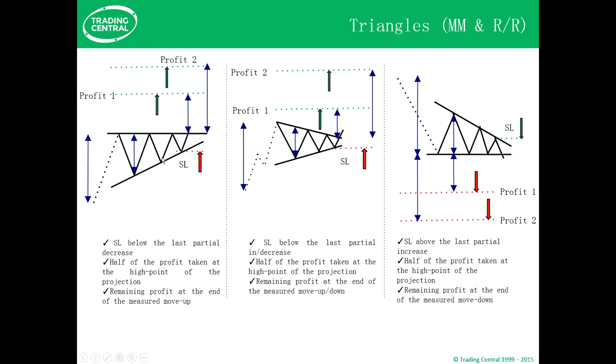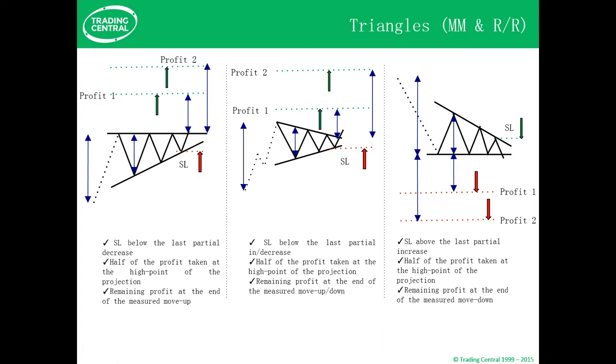How do we set the target here? First, for the stop loss, normally we will set it at the last partial decrease, or the last partial increase in the descending triangle. For the price target, we have two separate profit targets. For the first one, we can draw the arrow from the high point of the triangle to the horizontal resistance. It forms the first target. You can take half of your profit if this level is reached.